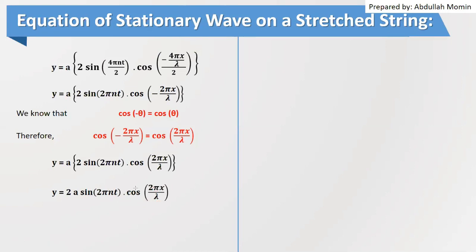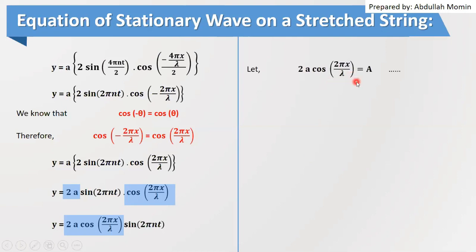Now we are going to write this cos 2 pi x by lambda and this 2a together. So this equation can be rearranged as follows: y is equal to 2a cos 2 pi x upon lambda into sine 2 pi nt. Now we will consider this term for our simplification. We will consider 2a cos 2 pi x upon lambda as A. So let 2a cos 2 pi x upon lambda be written as A. This is your equation number 3.